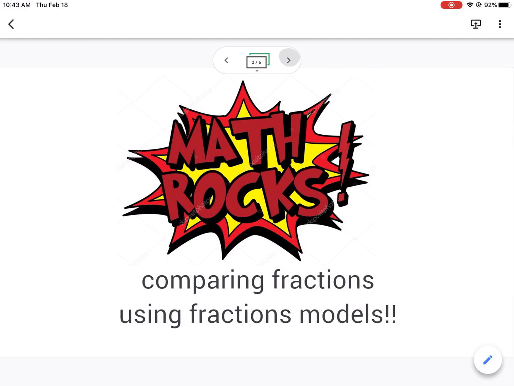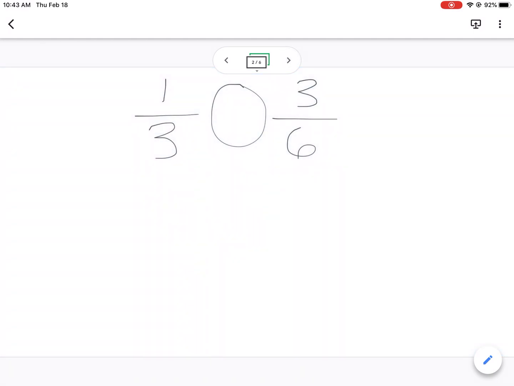Let's jump right in. If you were asked to compare 1/3 and 3/6 to see which one's bigger, which one's smaller, we're going to be using our alligator mouths, right? We have the greater than, less than, or equal to signs. We're going to put the alligator sign inside once we decide which one's bigger or smaller. So we're going to be using our fraction models to figure out which one's bigger or which one's smaller.